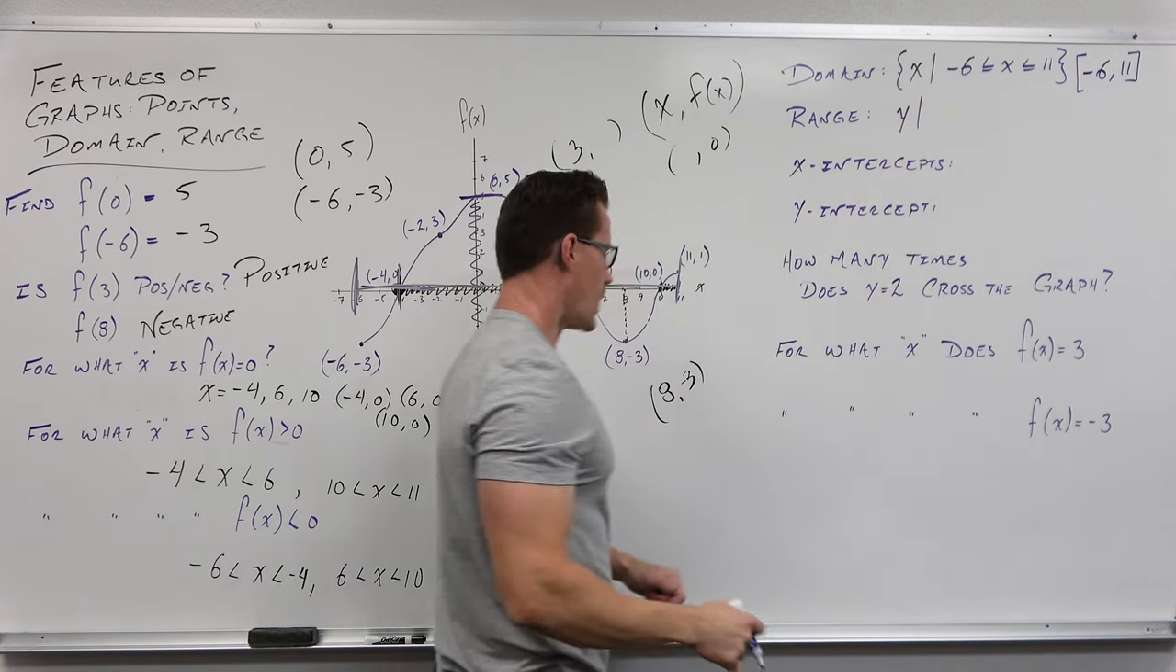Okay, now how about x-intercepts? Well, wait a minute. X-intercepts are where the function outputs would be 0. The function outputs would be somewhere down here. We've already done that. When you find f of x equals 0, you are finding x-intercepts if they exist. So this is a redundant question.